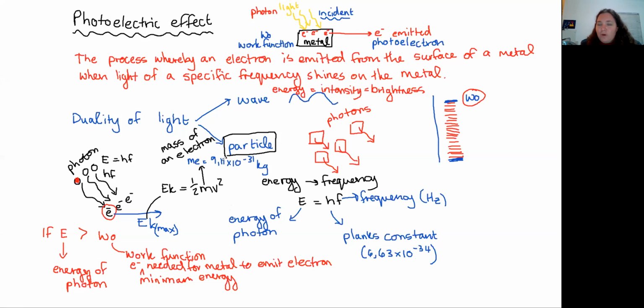I always just remember 911 like in America and the emergency number, so it's 911. And then it's not quite as big as Planck's constant, which is 10 to the negative 34. It's 10 to the negative 31. But it's on your formula sheet. Don't memorize it, look it up instead.